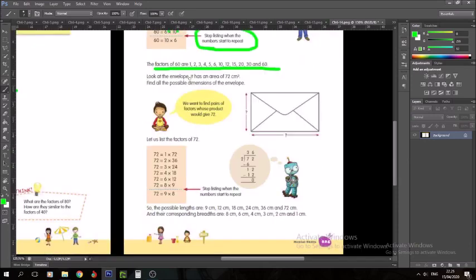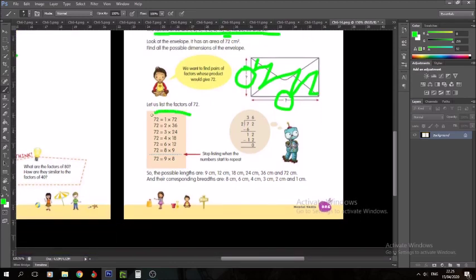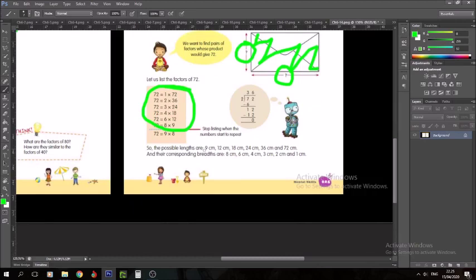Look at the envelope. It has an area of 72 centimeters square. So the area is all of this. That's the area of the envelope. Find all the possible dimensions of the envelope. The possible number for this and the possible number for this. That means we have to find the factors of 72. These are the factors. So the possible lengths are these, and then the possible breadths are these.